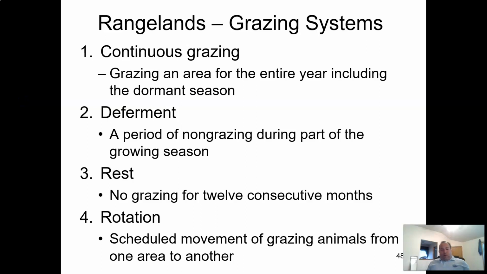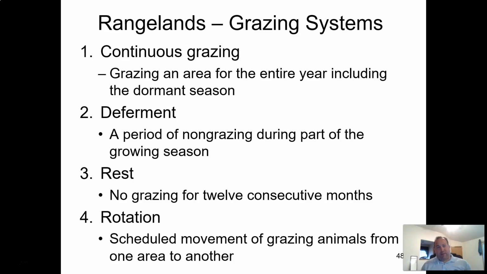So there's 4 basic grazing systems. There's way more, but we're just going to focus on 4 easier to understand grazing systems. You've got continuous grazing, where if we take the period of a year, it's just animals in there the whole year, including the dormant season, and you don't move them or change them in any way. You have deferment, where you'll have a period of non-grazing during the growing season, so you make sure that you got enough plants that come up, and then the animals can go back to grazing. You can do rest, so you have no grazing for a whole year in a certain area.